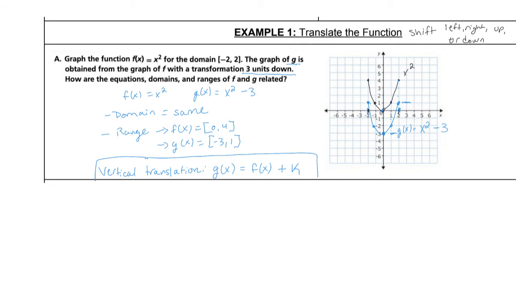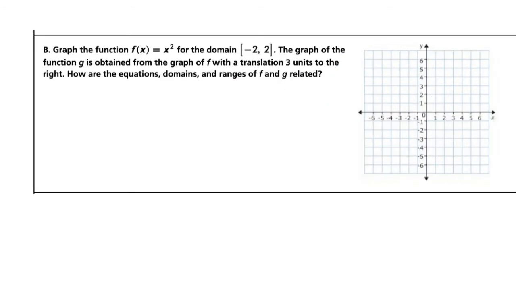Now, part B is going to do a horizontal translation. This says graph the function x squared from the domain -2 to 2. So same as last time, we're drawing the same original picture for f of x, f of x equals x squared. Now it says we want to go 3 units to the right. So we're moving every point 3 units to the right.